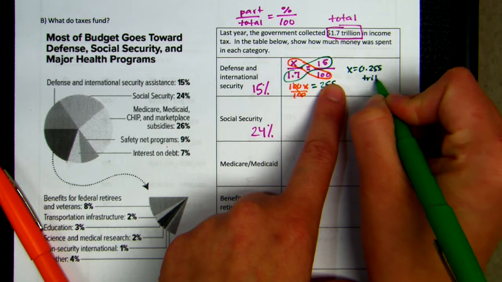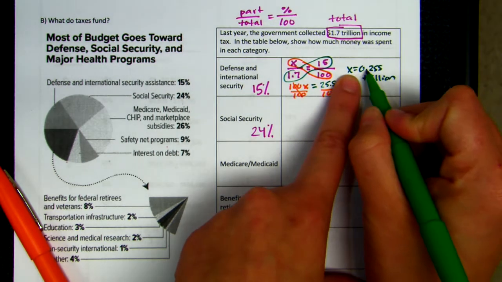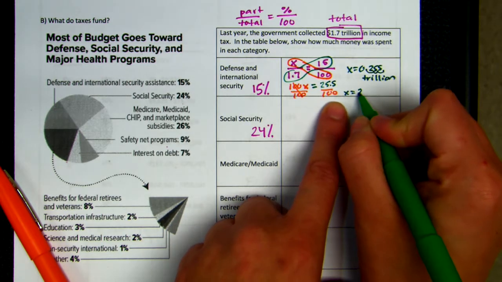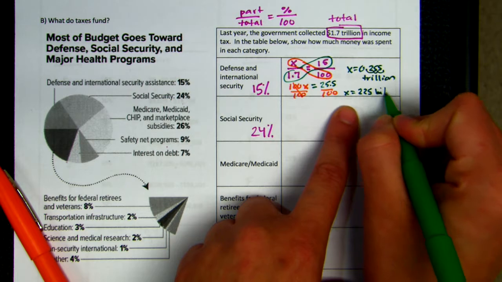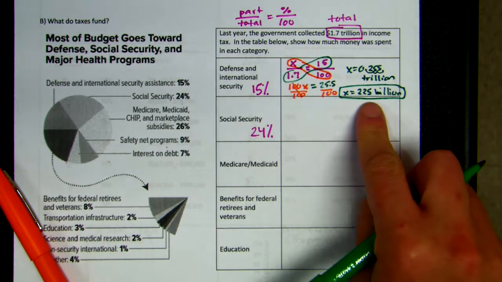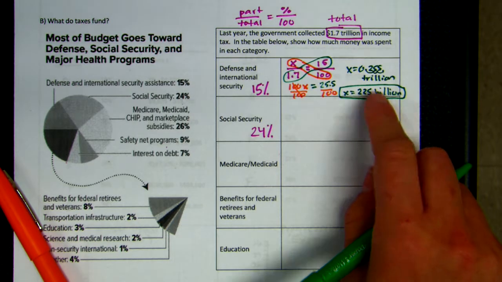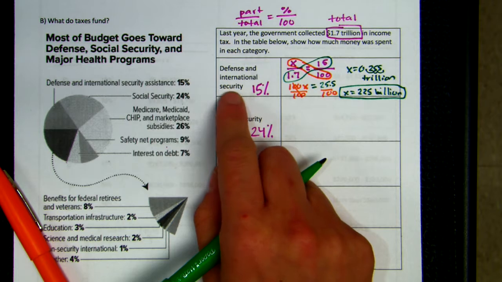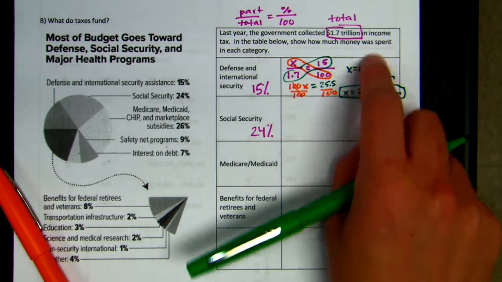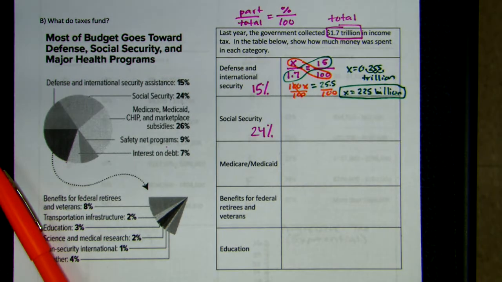So x is equal to 0.255 trillion dollars, which is the same thing. I can move my decimal point 1, 2, 3 places. x is equal to $255 billion. So the government spent $255 billion on national or defense and international security. That's $255 billion of the 1.7 trillion they collected in taxes.